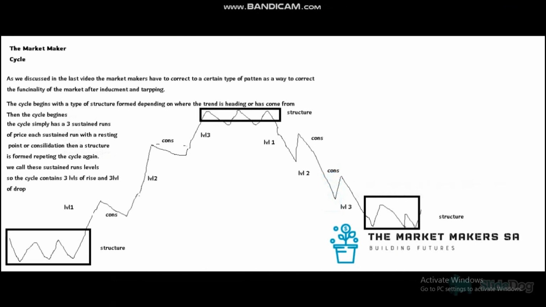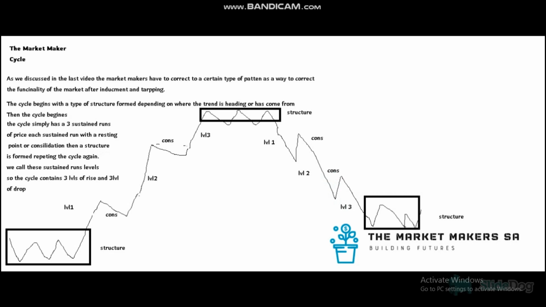So as we discussed in the last video, the market maker has to correct to a certain type of pattern as a way to correct the functionality of the market after inducement and trapping. So as I discussed, after he completes his objectives of trapping and inducing people, he has to correct to a certain type of structure, cycle, flow.